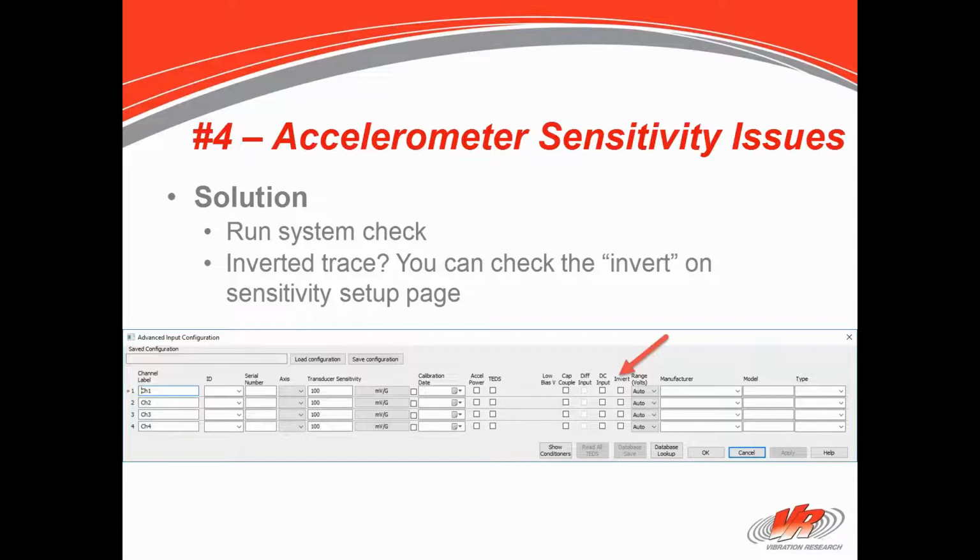Another thing that can happen is an accel might be mounted upside down. Perhaps you have it mounted underneath a fixture oriented with the axis that it's measuring opposite of the other accelerometers, which usually isn't a big deal, except of course in shock testing. In that case, you'll want to invert the signal, and you can do that in the software just by going to the advanced input configuration page and clicking on the invert box. Then all the traces will lie on top of each other. All the phases should match exactly.